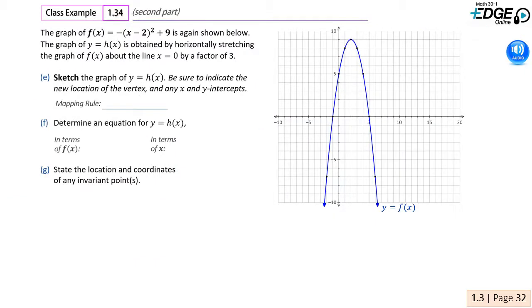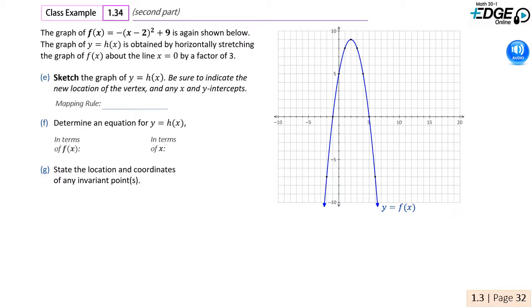Let's continue class example 1.34 with the same quadratic function, but this time, rather than having a vertical stretch and a reflection, we'll simply have a horizontal stretch. Now the question is going to say, given f of x equal to negative x minus 2 squared plus 9, that h of x is obtained by horizontally stretching the graph about the line x equals 0. I remind you that we don't need to say horizontal there, because once we've said about the line x equals 0, it is implied that it's a horizontal stretch.